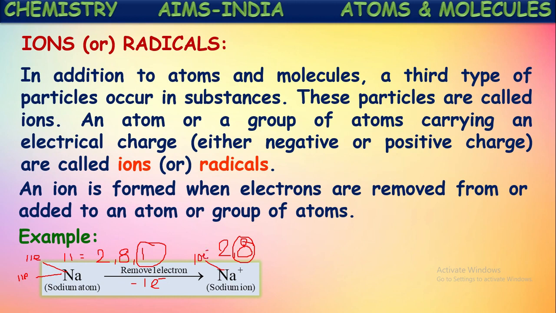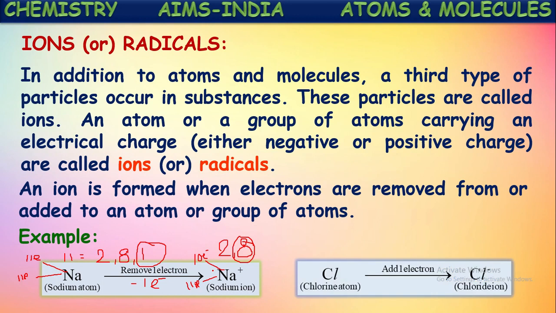There is no change in the number of protons. So what happened now? Total positive charges are 11. The number of negative charges became 10. So 1 unit positive charge is more. That is represented as a superscript on the right side. So now it is called a sodium ion. This is formed by the loss of one electron by a neutral sodium atom. Sodium on losing one electron forms a sodium ion. Let us see one more example.